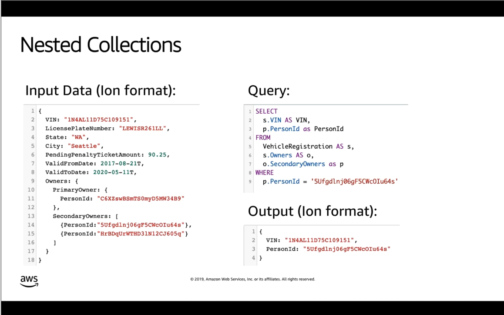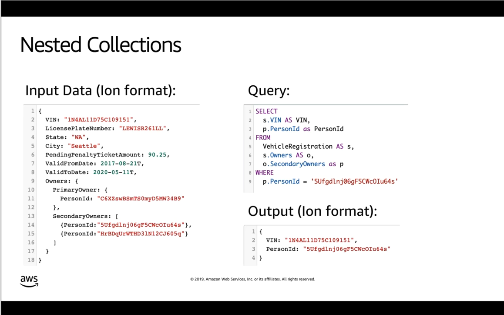finding out the VINs and the secondary owners of vehicles where the secondary owner of a particular vehicle has a particular value. In this case, we start with the vehicle registration table referred to in the from clause, from vehicle registration aliased as s. The alias s is then used to navigate to the owners attribute, which is again a struct. So s.owners is aliased as o, and we use this alias, the owner struct itself, to traverse further below into the secondary owners attribute. So we are going from the top level of the document right to the bottom of the document to reach the person ID. So s.owners gives us the owners structure.